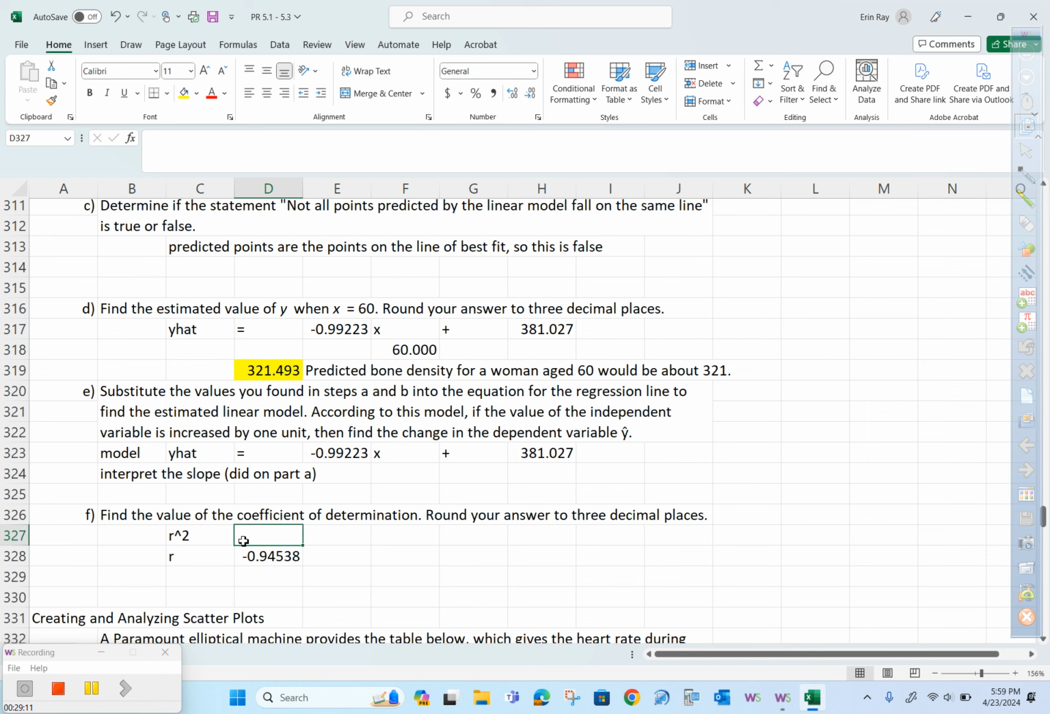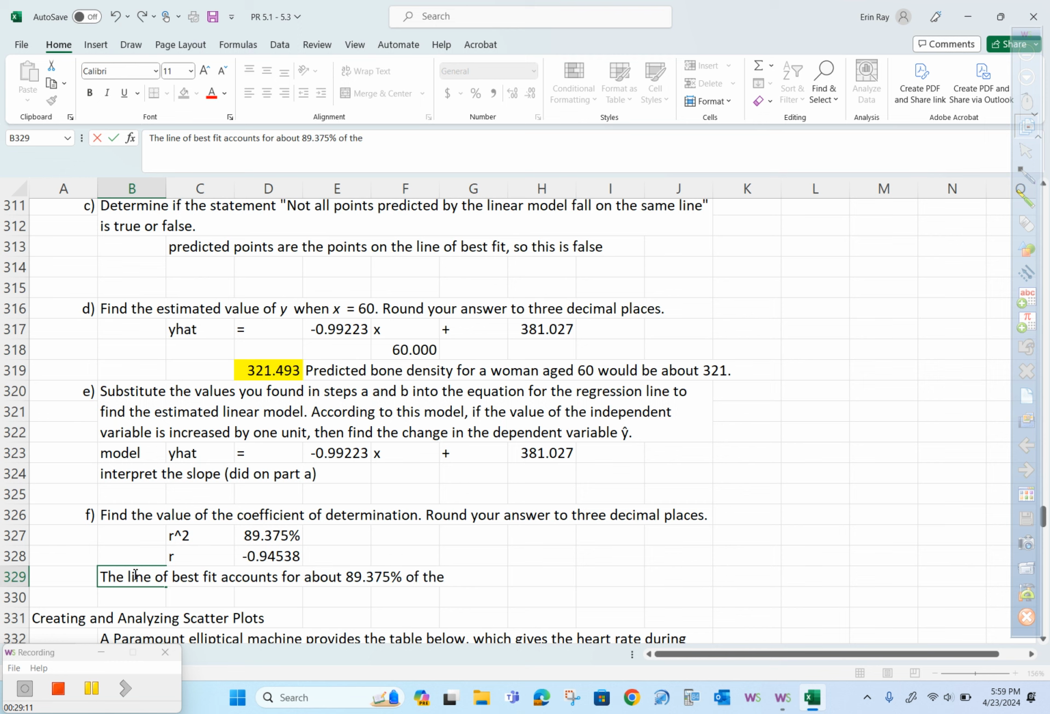And then now we're going to find r squared. So equals, grab that, and square it. And we're going to interpret. This says 3 decimal places, but I do want it as a percent. So click on that percent button. And then we'll add our 3 decimal places like they asked. So this would say the line of best fit accounts for about 89.375% of the variation in women's bone density.